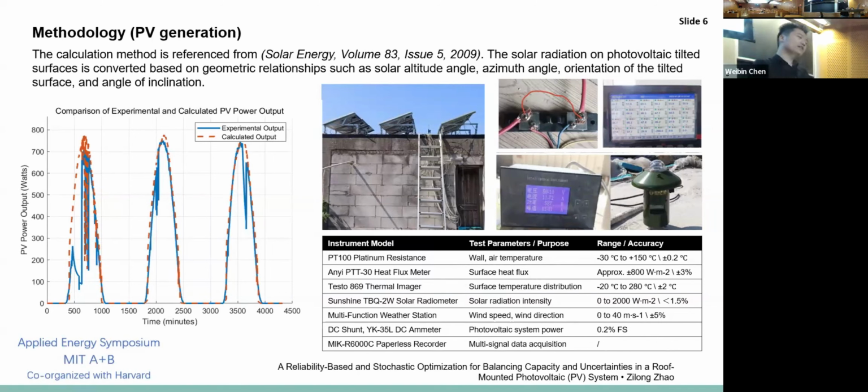We also compared the simulated outputs from MATLAB with the experimental output from the PV panel recorded by the instruments. In general, they match each other, except for some cases when the batteries are fully charged and there's a discrepancy between the 2 sets of results. But in general, the computational model in our code works well. The test parameters, and the range and accuracy of these instruments are listed in this table and also in our paper.